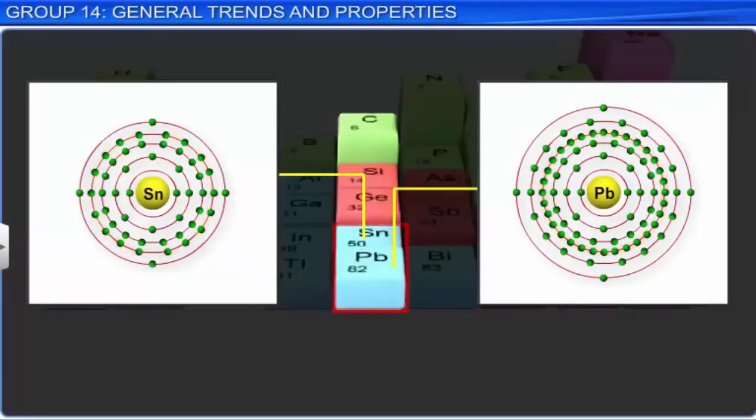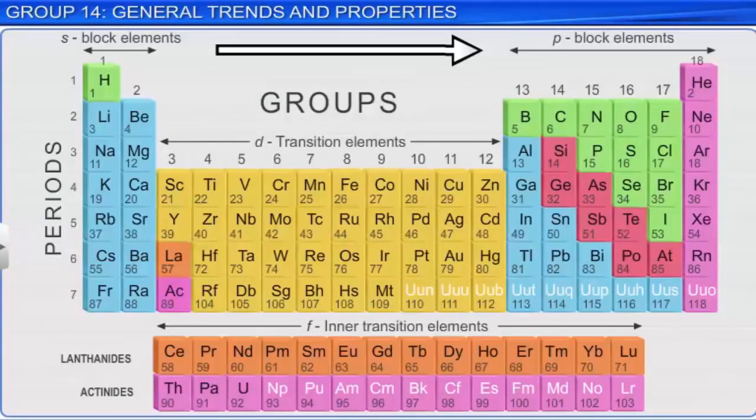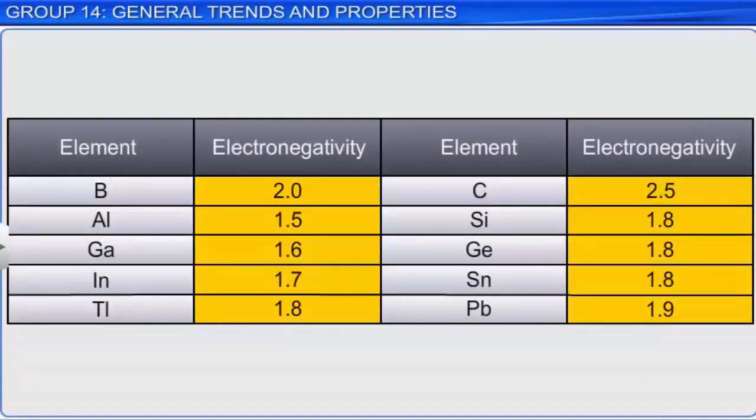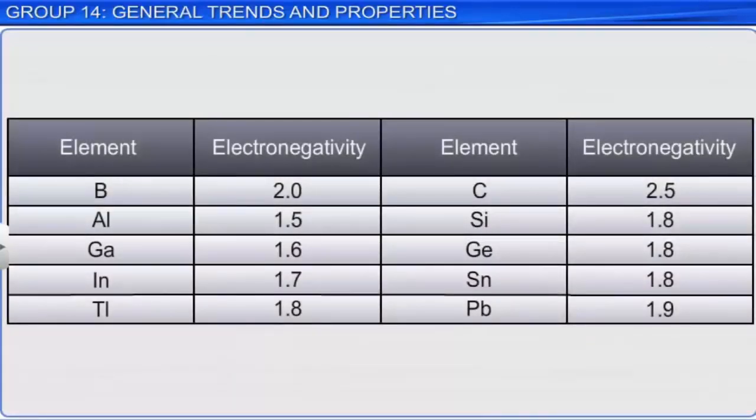In general, electronegativity increases from left to right across a period. Notice that the group 14 elements are slightly more electronegative than the group 13 elements in the same period. In general, electronegativity decreases down a column. However, silicon, germanium, tin, and lead all have very similar electronegativities.